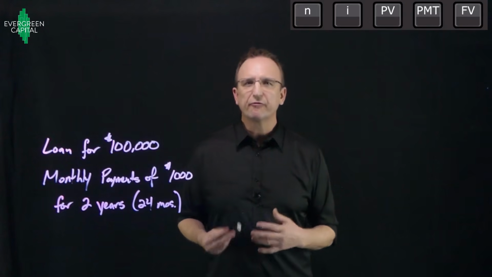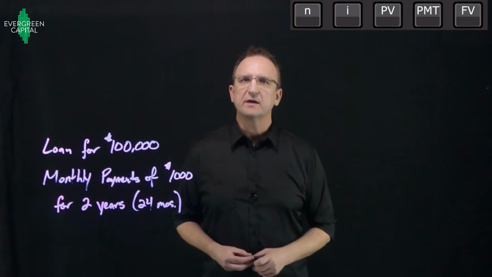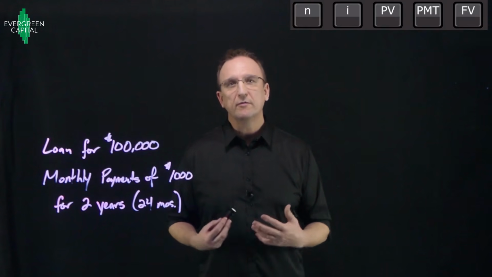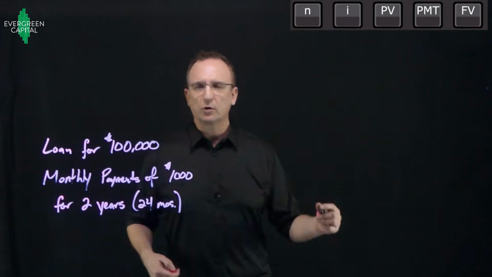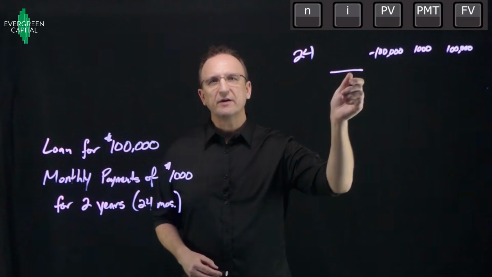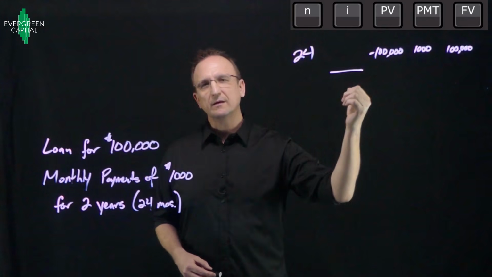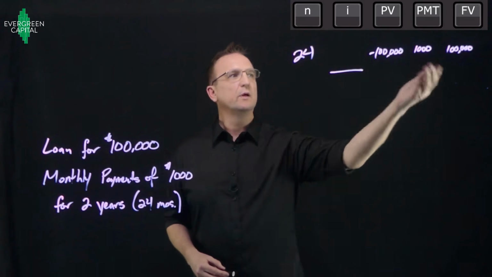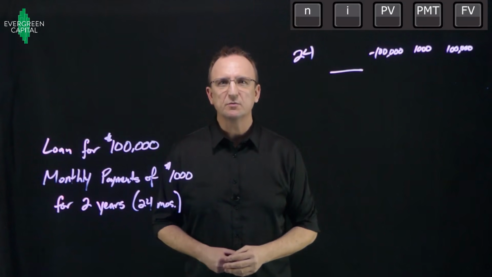In this example, imagine your friend needs to borrow $100,000 and they agree to pay you $1,000 a month until the end of 2 years, at which point they will pay you back the $100,000. Let's take a look at how that works out. We have 24 months. We're solving for I. Our present value is our initial investment of a $100,000 loan. We're going to be receiving $1,000 in payments until we get our $100,000 back at the end of 24 months. Let's punch that into the calculator and see what happens.